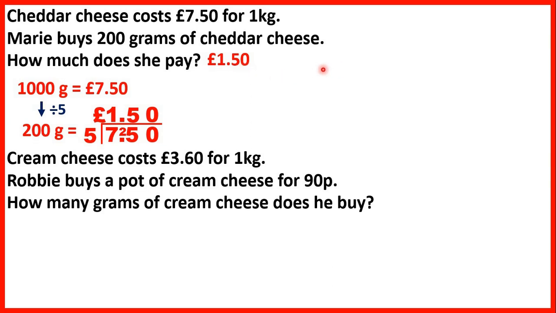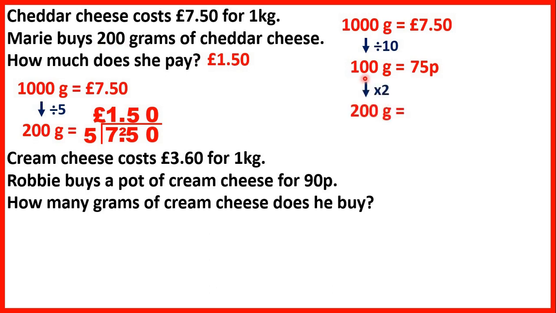Now there is another way that we could have worked this out. So if we know that 1000 grams is £7.50, that means to find 100 grams, we can divide by 10, and £7.50 divided by 10 is 75 pence. Then, to get to 200 grams, we can multiply by 2, and 75 pence times 2 is £1.50.